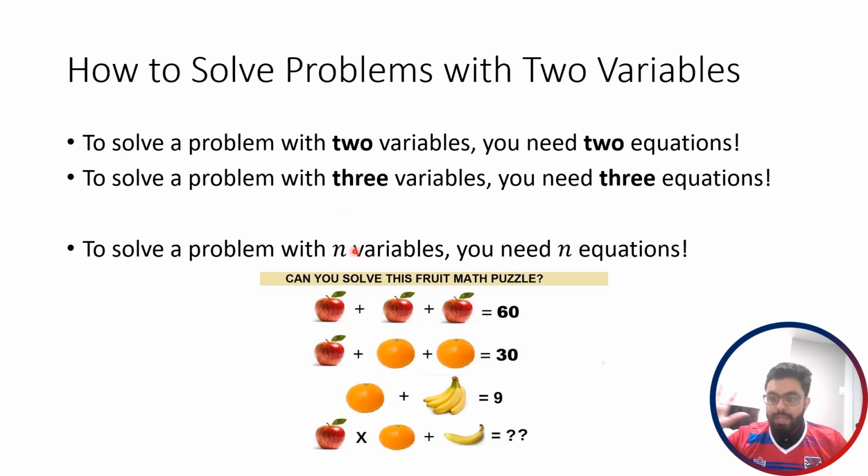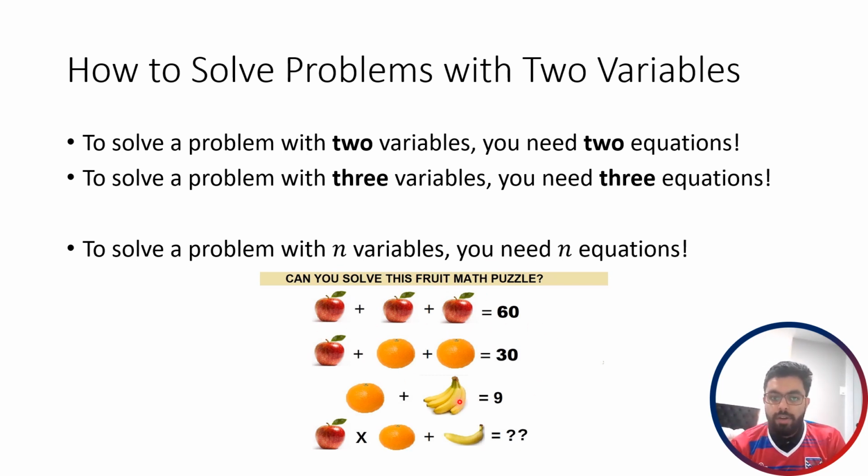Generally speaking, if we were to pick a letter to represent that quantity, and we say that's n, then to solve a problem with n variables, you need to have n equations. So that means that if n is 5, you have 5 variables, you need 5 equations. If n is 12, you have 12 variables, you need 12 equations. So as you can see in the fruit math puzzle, we've got the apple, the orange, and the banana.